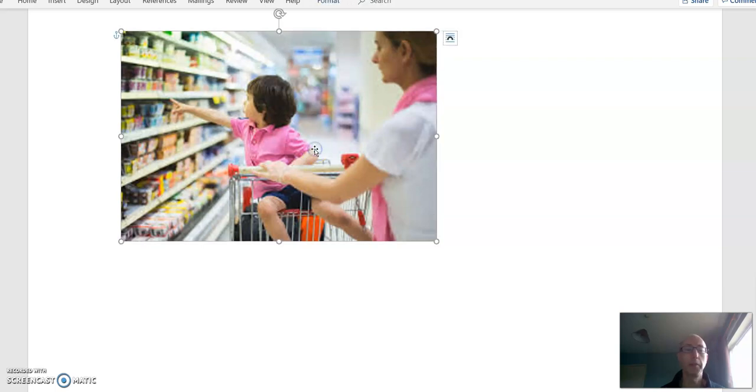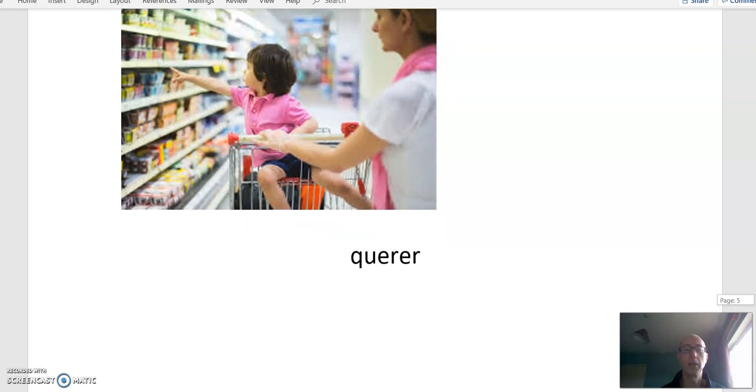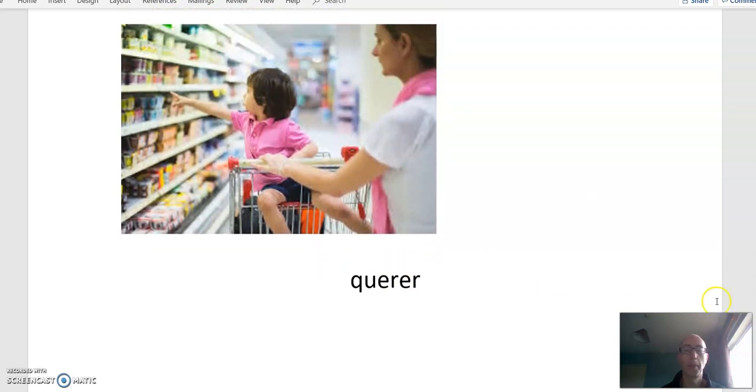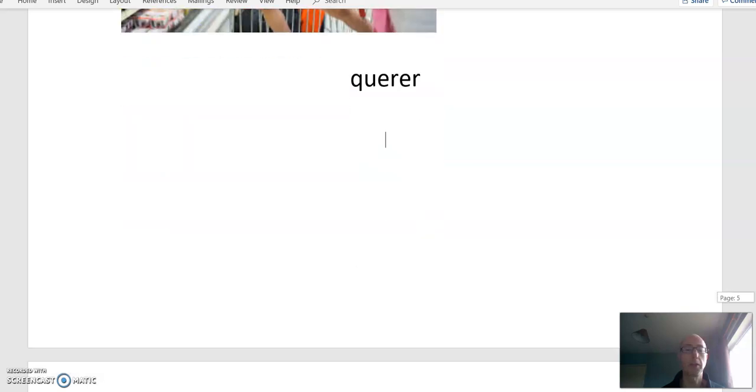Next one, the little kid wants. ¿Cómo se dice to want? Querer. Again, a classic. This can be kind of confusing because it already has the UE, but it's the E that changes, not the U. The E changes to an IE. Again, we'll do some practice in a second.